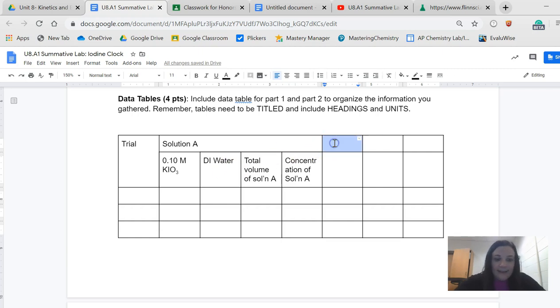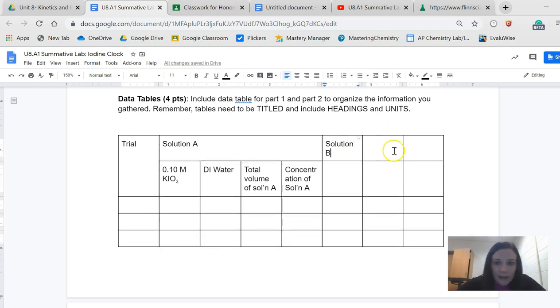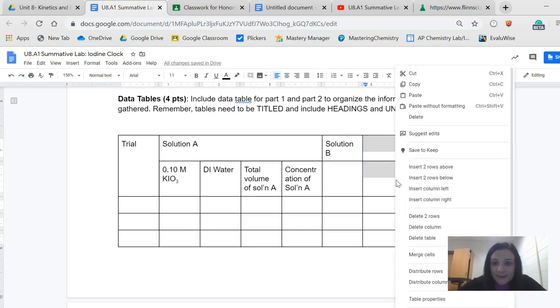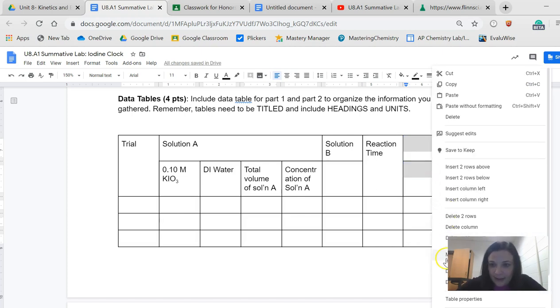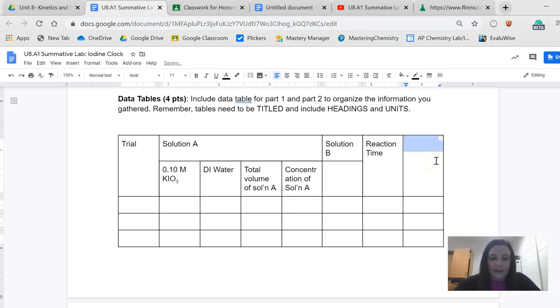All right, this is going to be my column for solution B. And then we can highlight both of these columns, right click, merge. This is going to be reaction time. And then same thing, highlight, right click, merge. This is my reaction rate.